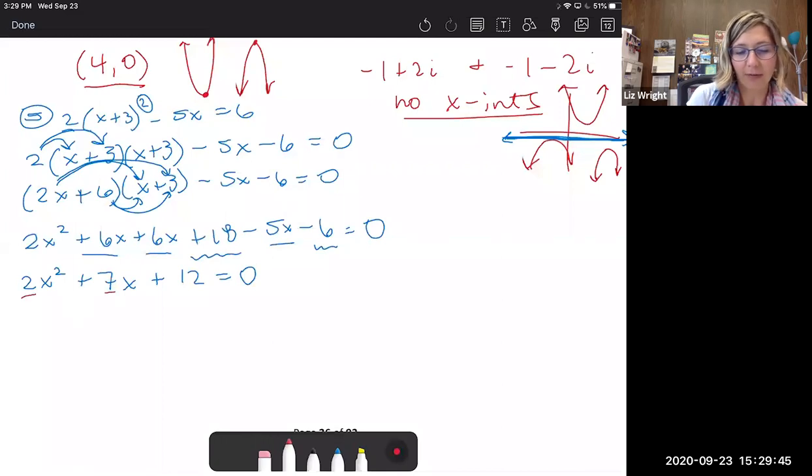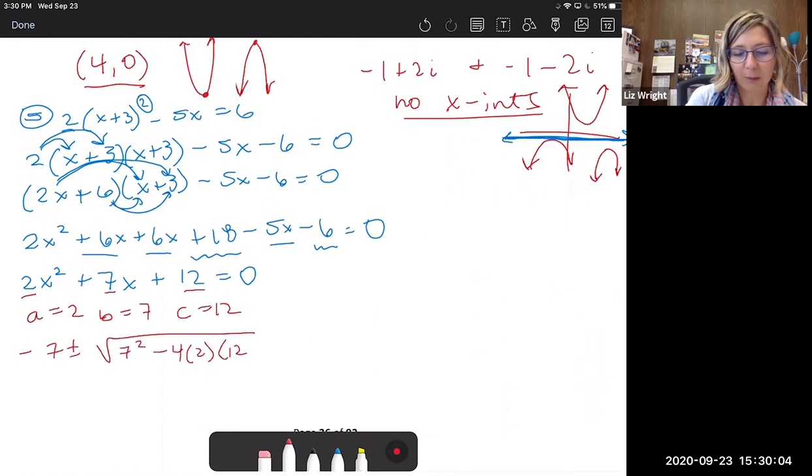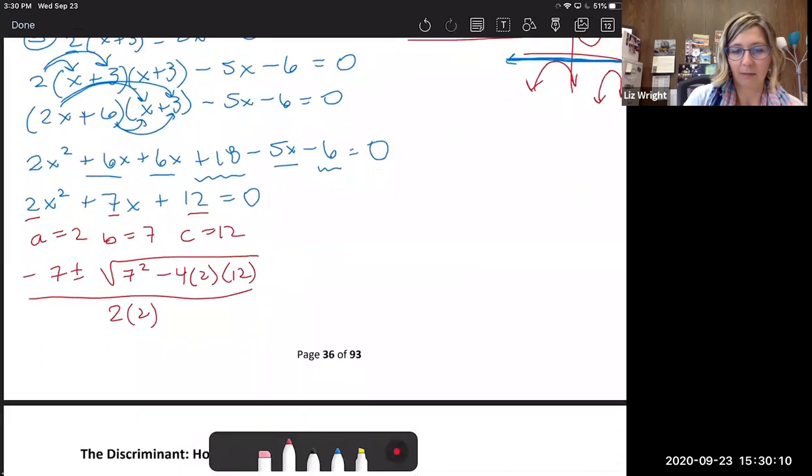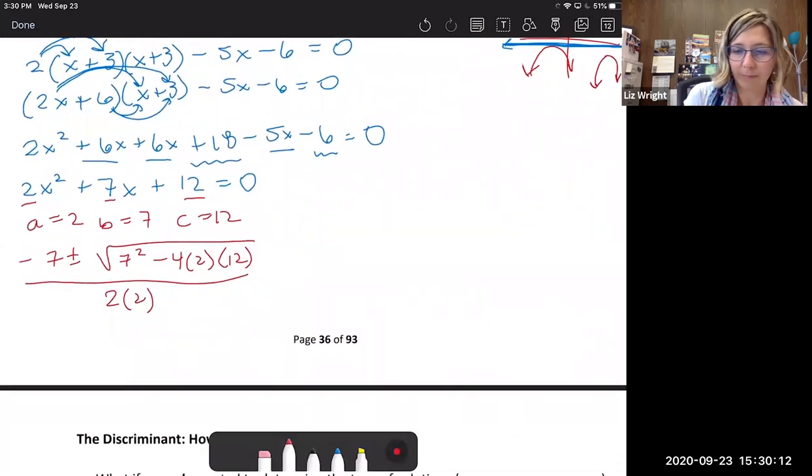Now we're going to identify our A, B, and C. A equals 2, B equals 7, C equals 12. I'm definitely going to run out of space, but I'll move over to the right when I do. All right, so negative 7 plus or minus the square root of 7 squared minus 4 times 2 times 12, all over 2a. All right, I'm going to move over here.